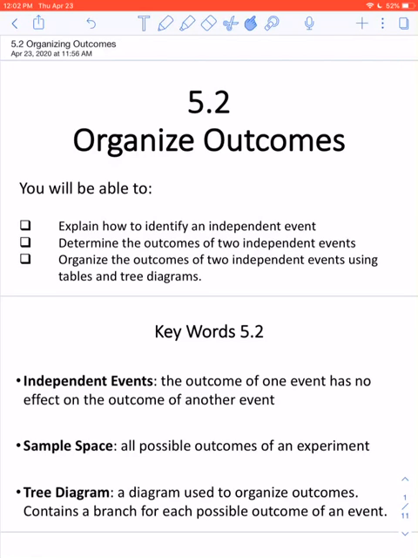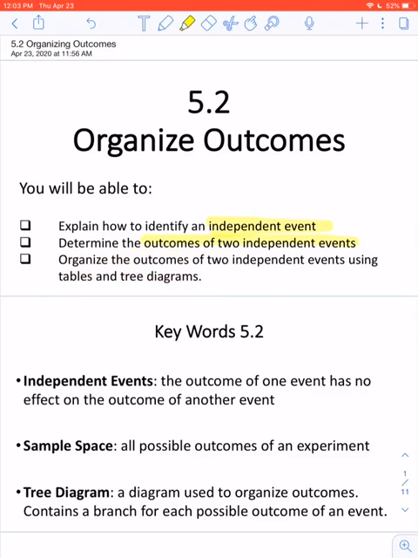Good morning. So we're going to be doing our next lesson in math, and it is in probability, organizing outcomes. If you take a look at the "you will be able to's," you're going to be able to identify an independent event, and we'll talk about what an independent event is in a little bit. You're going to determine the outcomes of two independent events. And you're also going to be able to organize the outcomes using a table and a tree diagram.